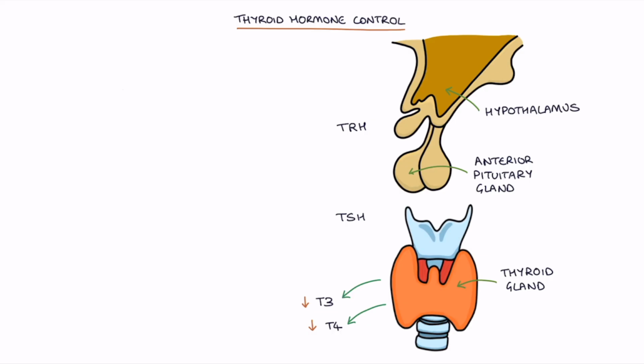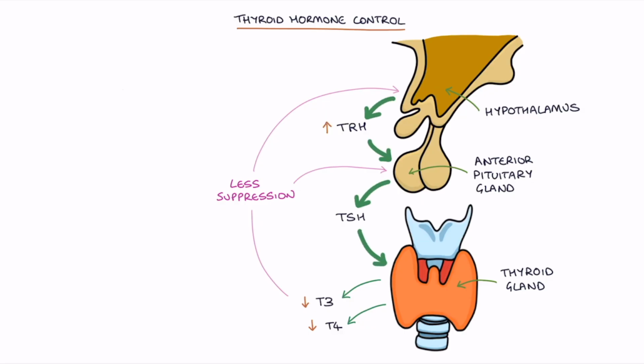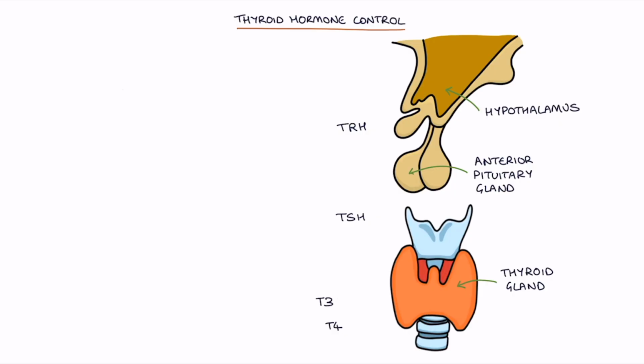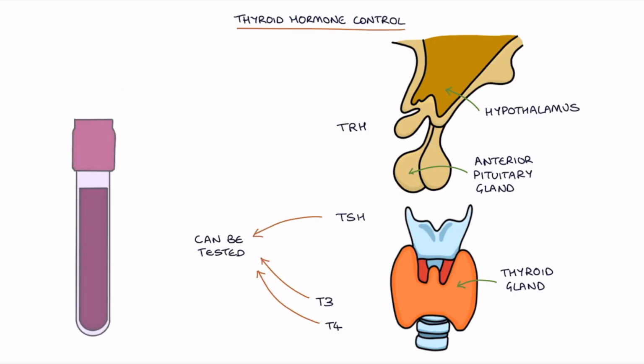When the levels of T3 and T4 get a bit too low, there is less suppression of TRH and TSH, which results in more secretion of TRH and TSH. Therefore, more thyroid stimulation and more secretion of T3 and T4, bringing the levels back up. TSH, T3 and T4 can be tested on a blood sample to determine whether the thyroid function is healthy.